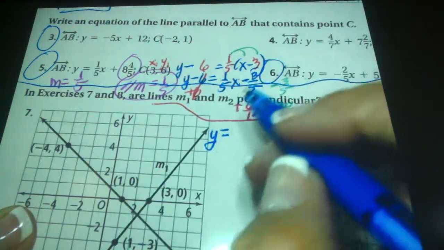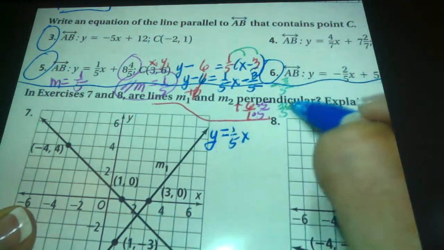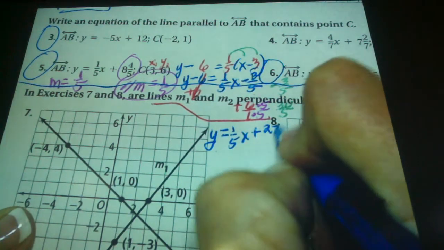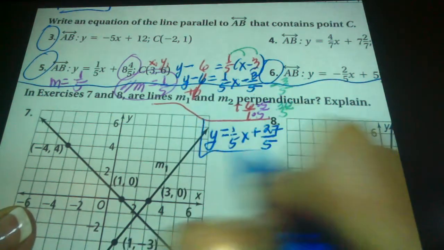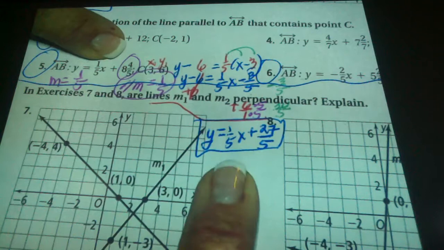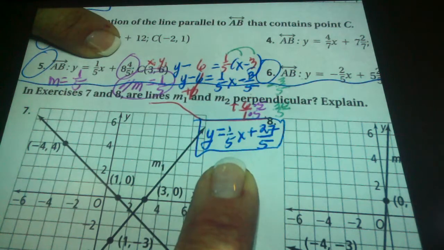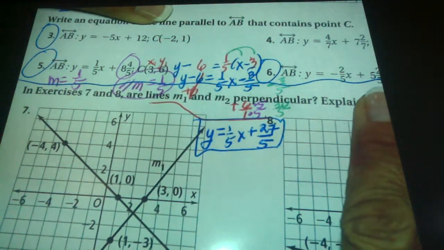So my final answer is kind of ugly. Y equals 1/5 x, and it's positive because the 30 over 5 is bigger than negative 3/5. So positive 27 over 5. Notice how both lines have the same coefficient for x, and they should. So that was ugly because of the fraction. So then I want you to do 3, and I want you to do 6 then.